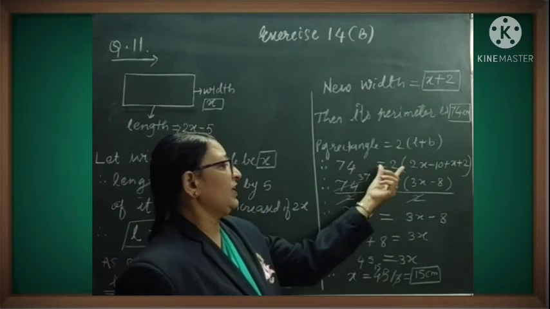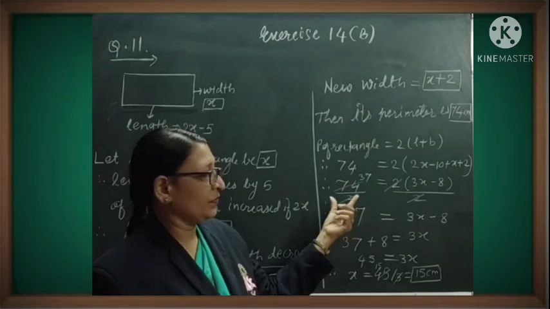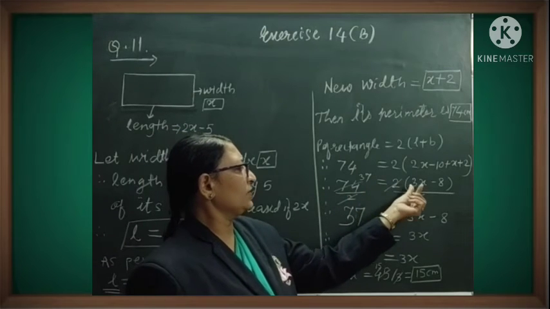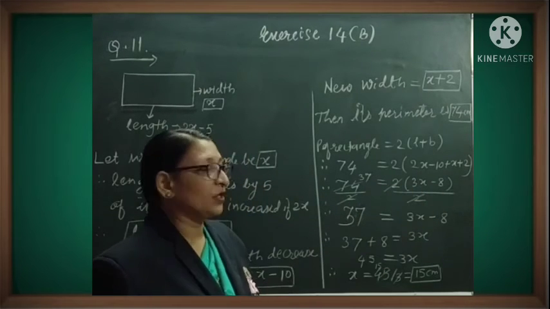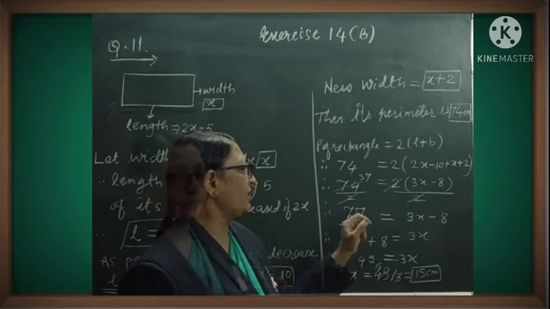Therefore, we will divide by 2 on the right hand side, so also on the left hand side. 74 divided by 2 is equal to 2 into 3x minus 8 divided by 2. 2 will get cancelled from the right hand side and remains 3x minus 8.